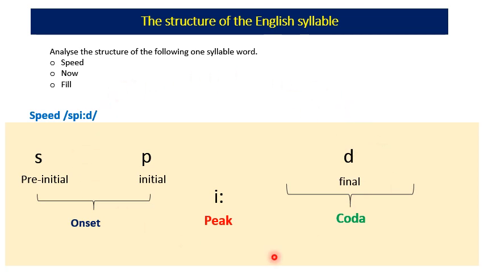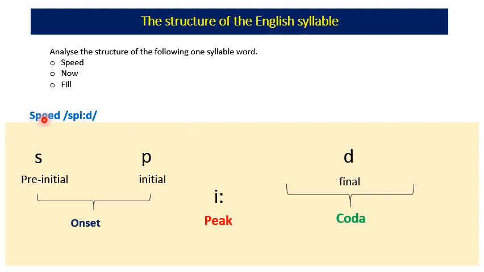In this example, the questions will be almost in that way. Analyze the structure of the following one-syllable words, like speed, now, fill. They all have one syllable, and if you check that in your dictionary, you will find out that you have only one vowel. So the first step, in order to solve this question, is to transcribe the word.